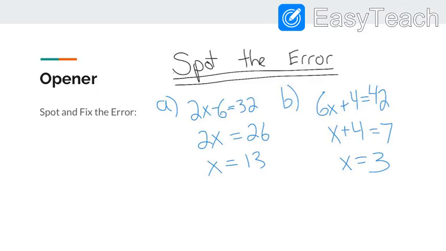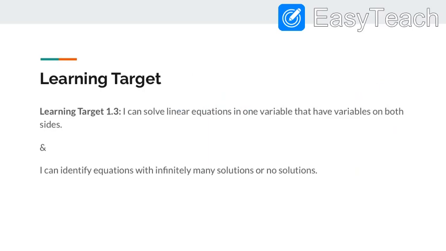Our opener today is going to be spot the error, so you need to look at these two problems and figure out where was the error I made in solving them, and then I want you to also fix the error as well. So make sure you're doing that in your books.